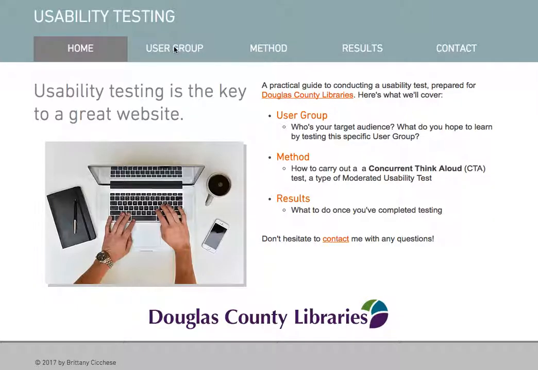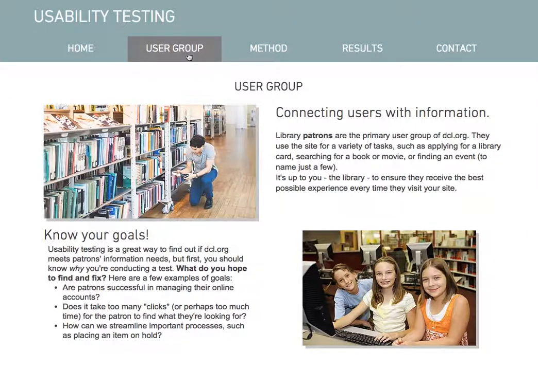So let's move on to the user group. For this particular guide, I've chosen to look at library patrons as the target audience, but you could choose a different user group, such as staff, if you prefer. Regardless of your target audience, you should definitely form some concrete goals before you begin testing. That's just so you know what exactly you're hoping to uncover and potentially fix. As an example, perhaps you're interested in learning how to streamline common online tasks.